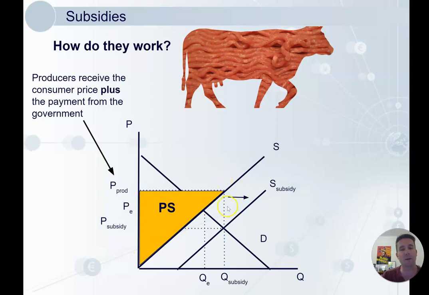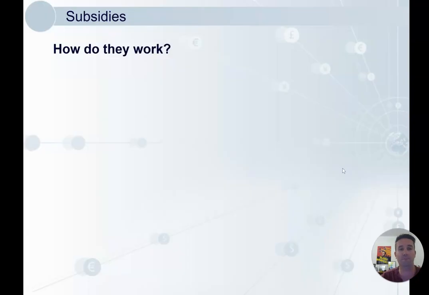Now, just be careful with drawing this. A lot of you will want to draw the new producer surplus based off the new supply curve. Don't do that. Just use the original supply curve. Okay, so consumer surplus and producer surplus are done. Let's have a look at what else happens.